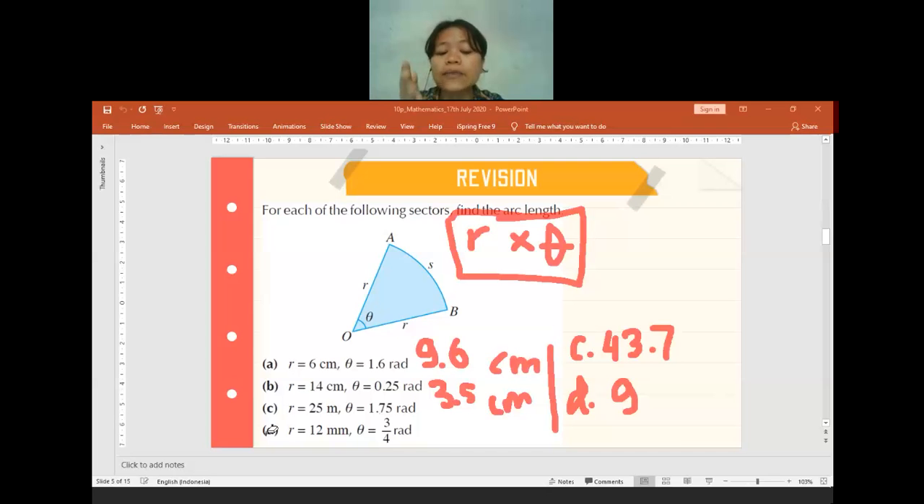Now the angle is given in the radian unit. If it is given in the radian unit, you have to use r times theta. So please read the question properly. What unit is the angle? Please also make notes on which formula is for what unit, because it was already revised in the very first class.